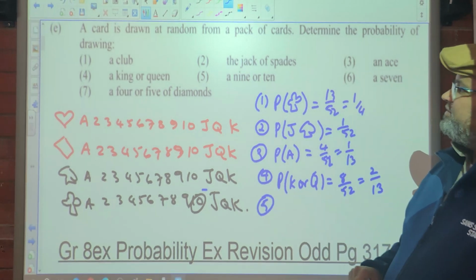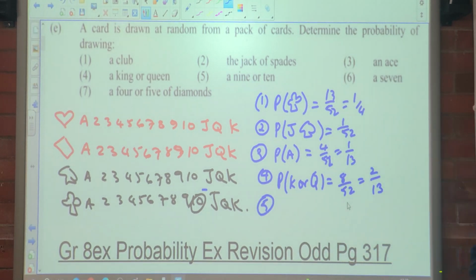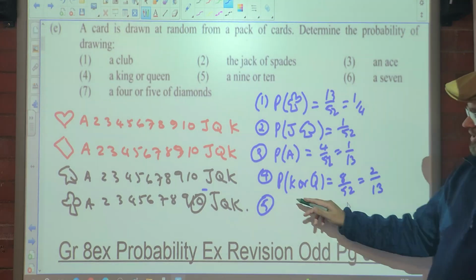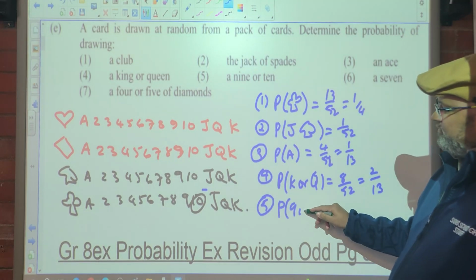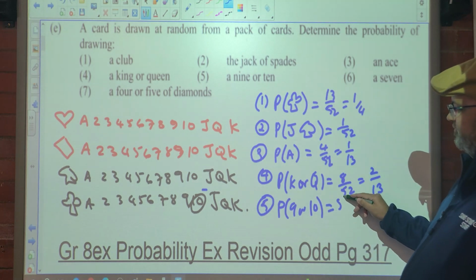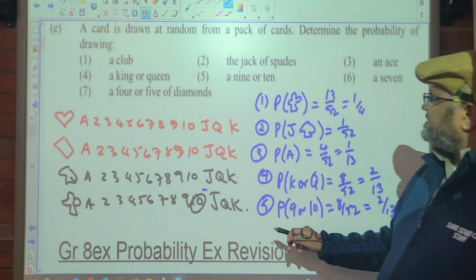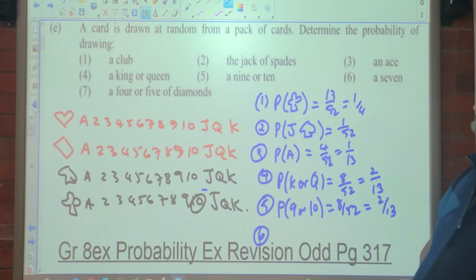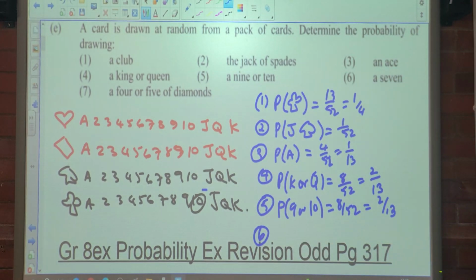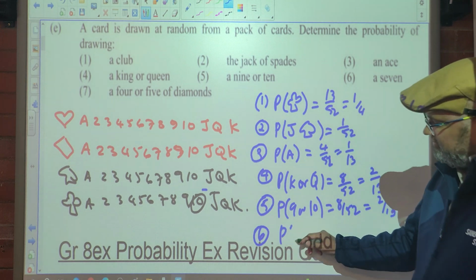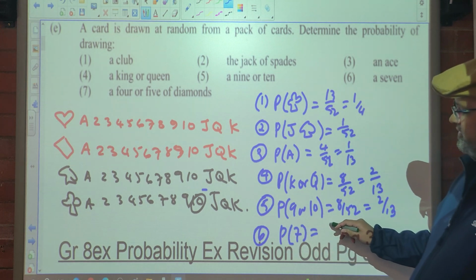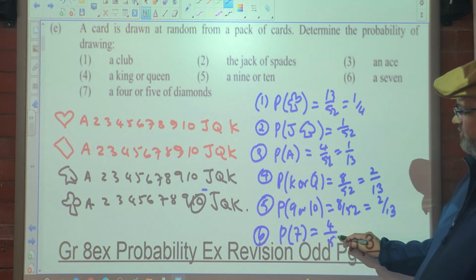Number 5, a 9 or a 10. How many 9s are there? 4. How many 10s are there? 4. Which is again 8 out of 52, which is 2 out of 13. Number 6, a 7. How many 7s are there? 4. So it's going to be 4 out of 52, which is 1 out of 13.